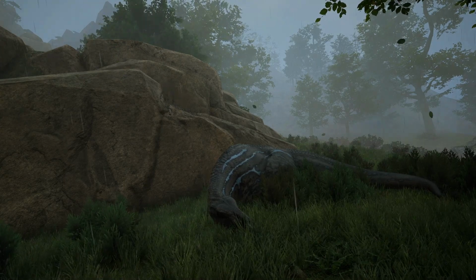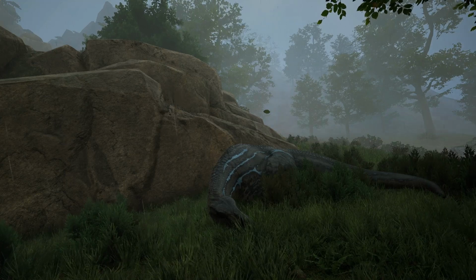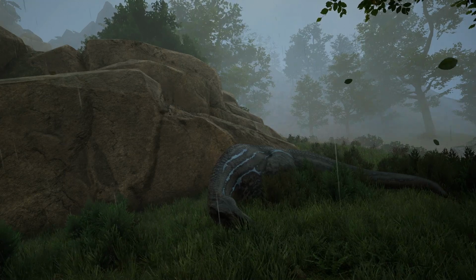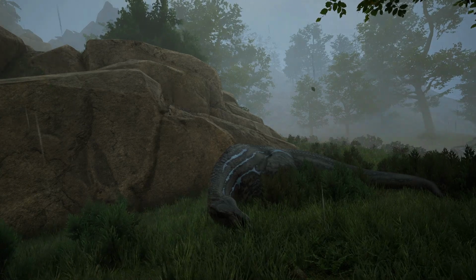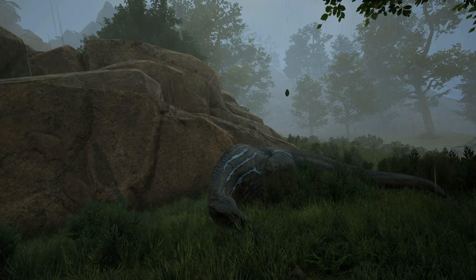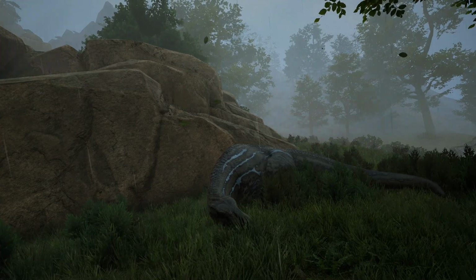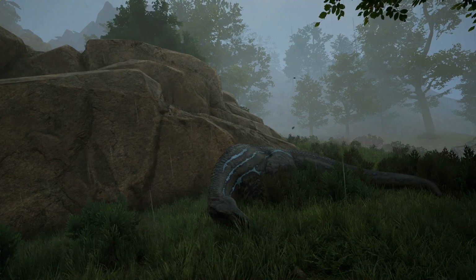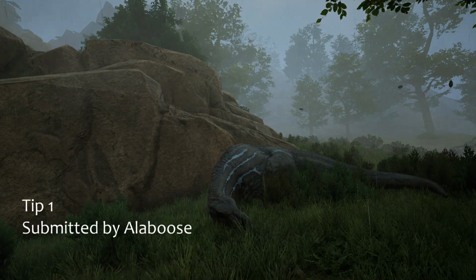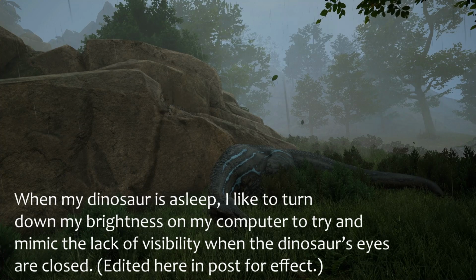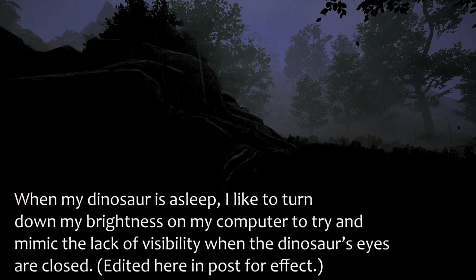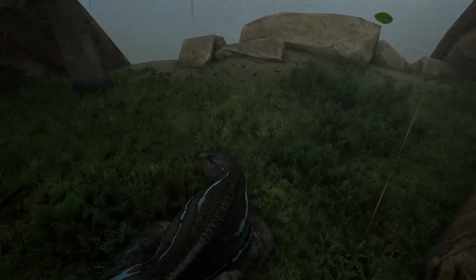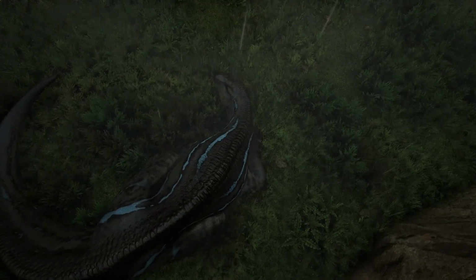First and foremost, when it comes to sleeping, diurnal creatures will mostly be doing that at night or sometimes on rainy days like here. There are a few different ways they can mimic the sense of unconsciousness. One suggestor said to try turning down the brightness on your computer to mimic the lack of visibility when the eyes are closed. You can also look down at a fixed spot to get the same effect if you don't want to alter your screen's brightness at all.